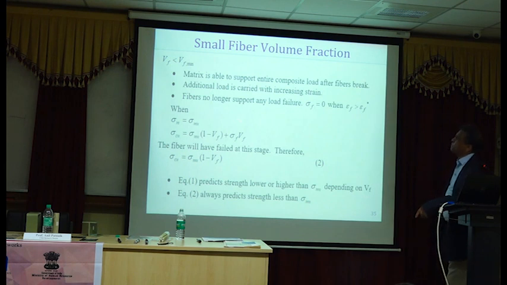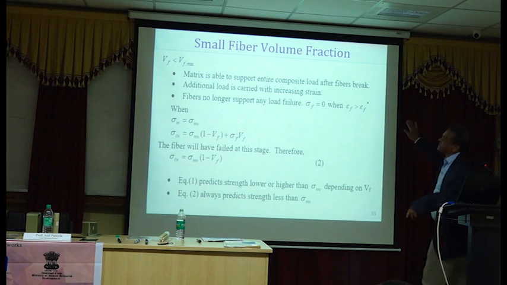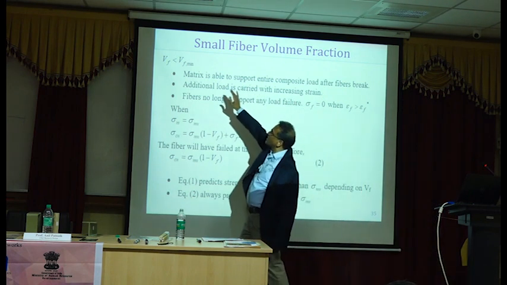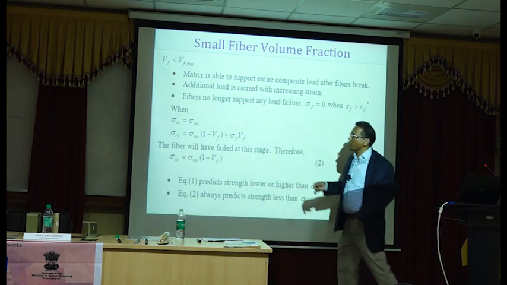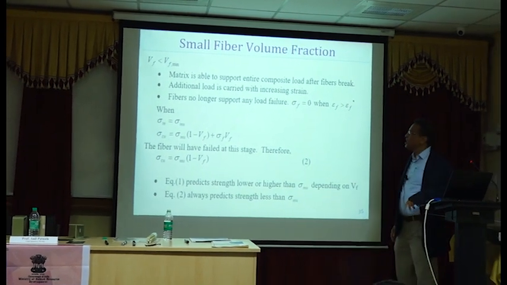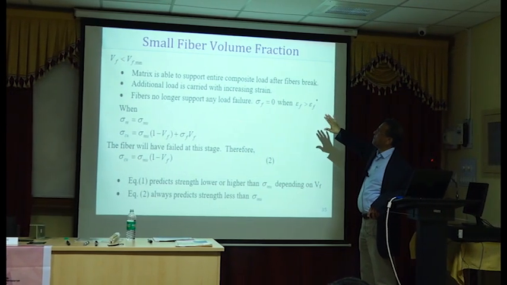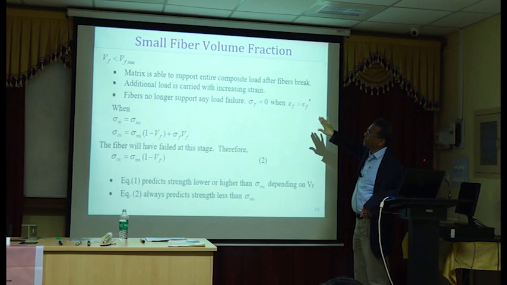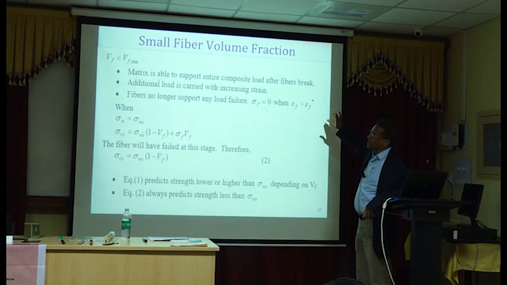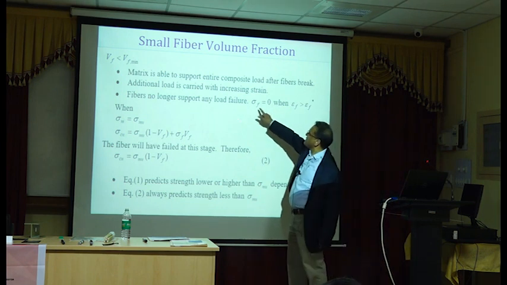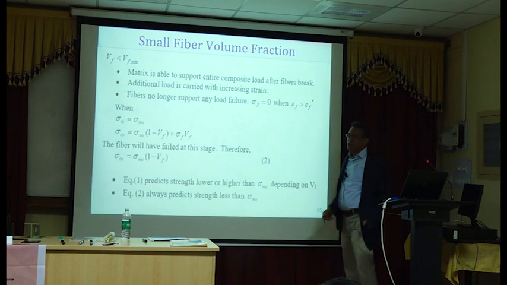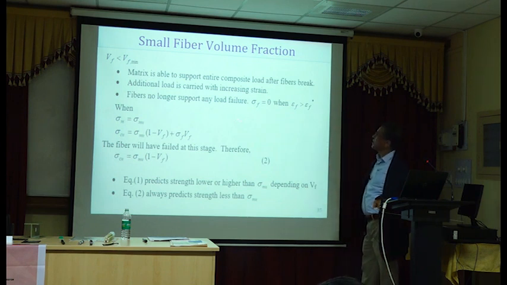So if Vf is less than Vf min, the matrix is able to support the entire composite load after the fiber breaks. So it's a very small fiber fraction, therefore even after the fiber breaks, the composite is able to carry the load. And any additional load will be carried by increasing strain in the matrix. There is no fiber anymore because the fibers have already failed. Okay? If that's the case, my sigma f equals 0 when epsilon f is greater than epsilon f star.